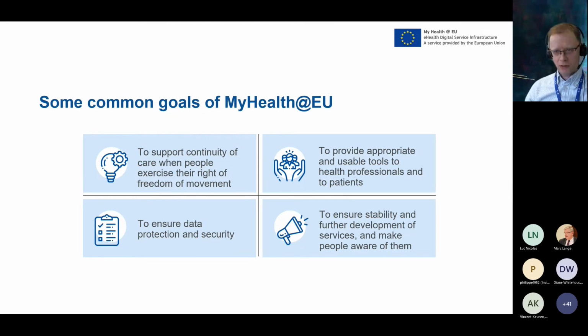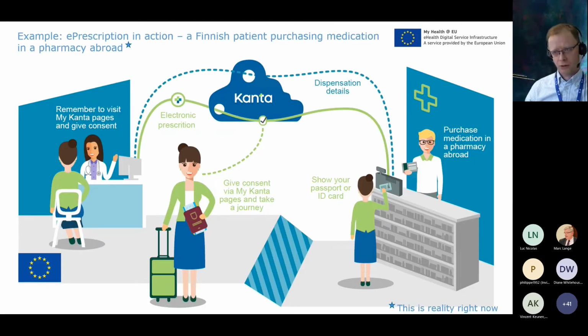So to give an example of how this works, I took this picture from Finland, but it's very similar in other countries as well. So in the middle, you can see the Finnish infrastructure, which is SANTE in this case. So the patient would need to provide a consent for data sharing across the borders. In this case, they would log on to a patient portal and provide that consent to the data sharing of electronic prescription. And then they go to a pharmacy abroad, they show their passport or ID card, the pharmacist enters the details on their computer, and then the prescription is fetched from Finland in this case, and when dispensation is performed, the data is sent back to the country of prescription.